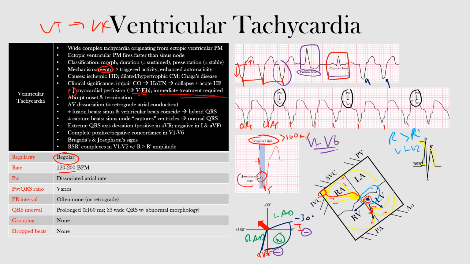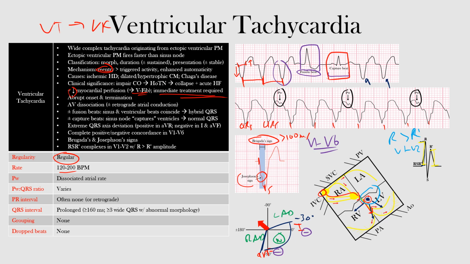The rate is between 120 and 200 beats per minute, and the P wave rate is dissociated from the ventricular rate, okay? And obviously the P to QRS ratio will vary based on whatever the atrial and ventricular rate is. The PR interval, again, is often none, or it could be retrograde if you have something present.